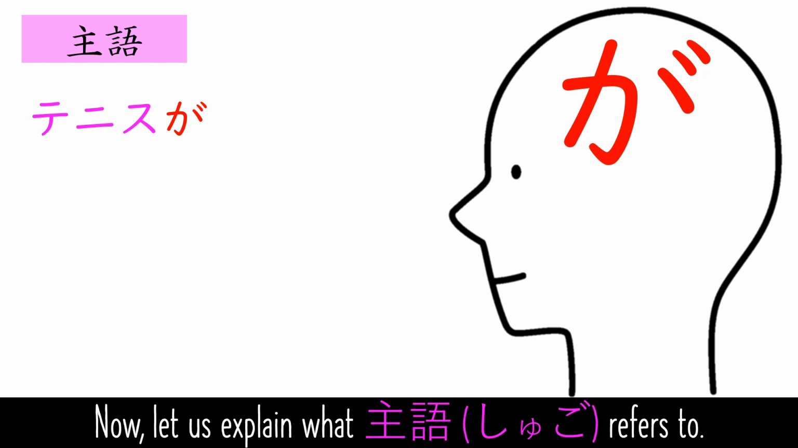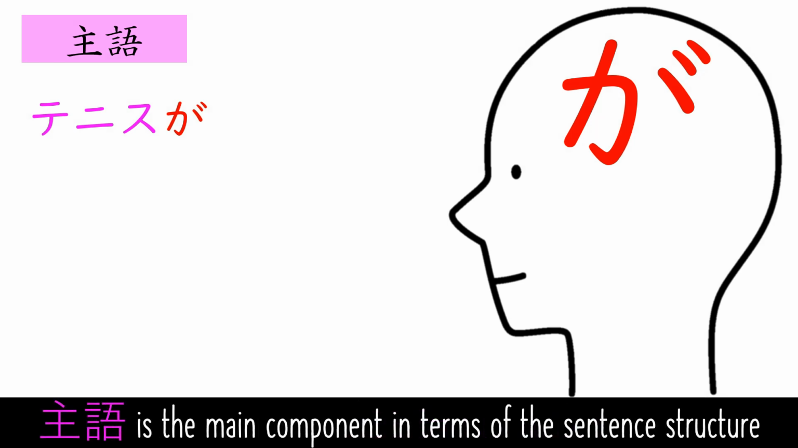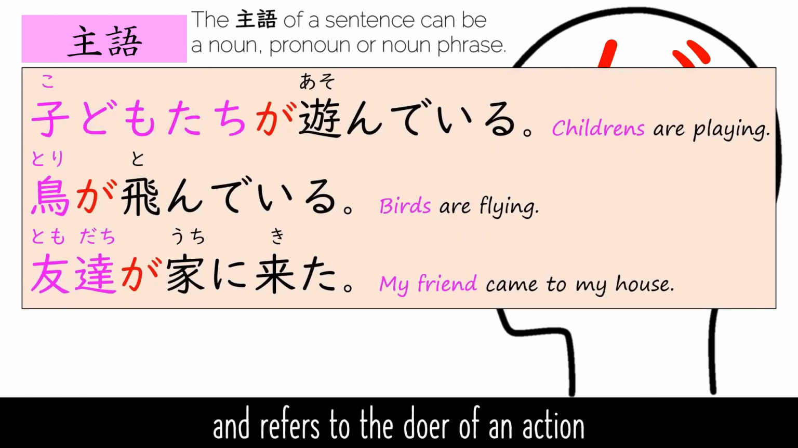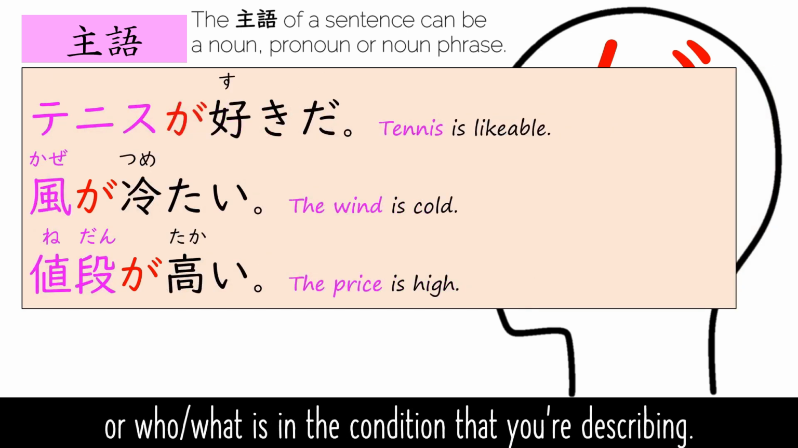Now, let us explain what 主語 refers to. 主語 is the main component in terms of the sentence structure, and refers to the doer of an action, or who or what is in the condition that you're describing.